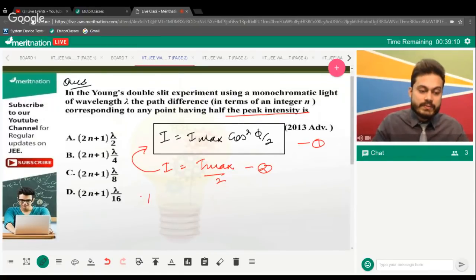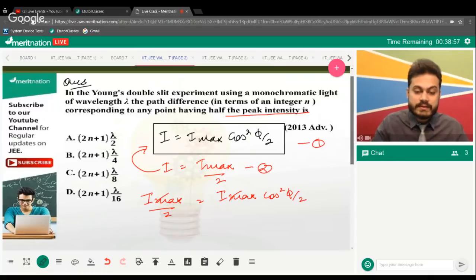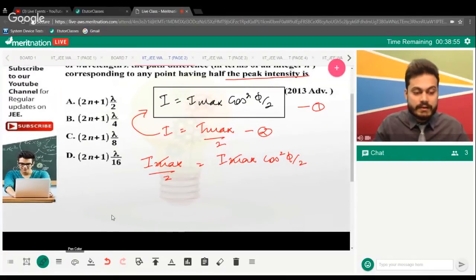So just putting it back over there, it becomes I max by 2 is equal to I max cos square phi by 2. Very good. Now these two cancel because they are equal, I max only, right? So we'll be getting half here and cos square phi by 2.